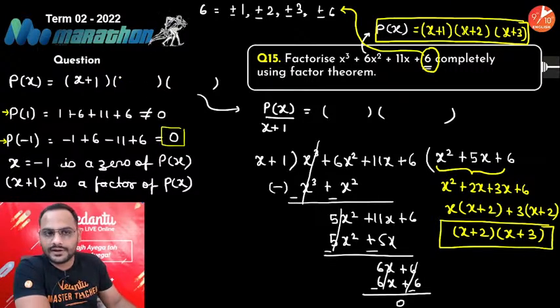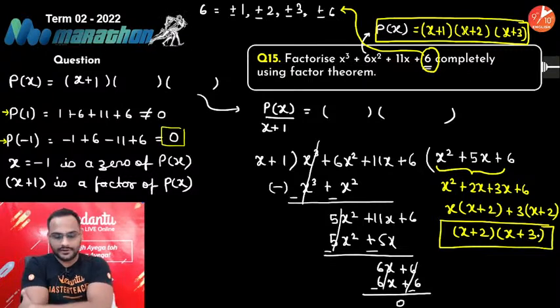If x plus 1 is a factor, divide the given polynomial by x plus 1 to get the remaining factors. You do this long division, you get a quotient. This quotient will give you your remaining factors. Factorize this. x plus 2 and x plus 3 are your remaining factors.